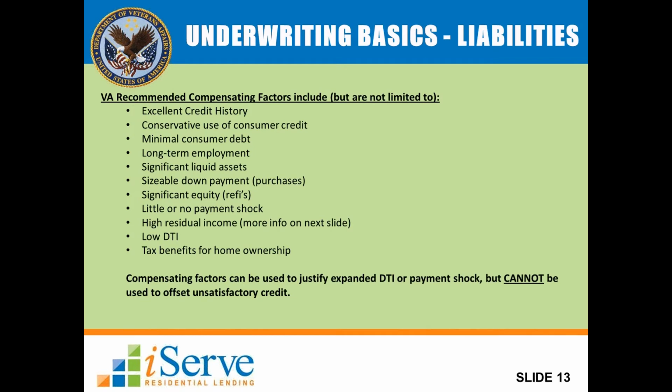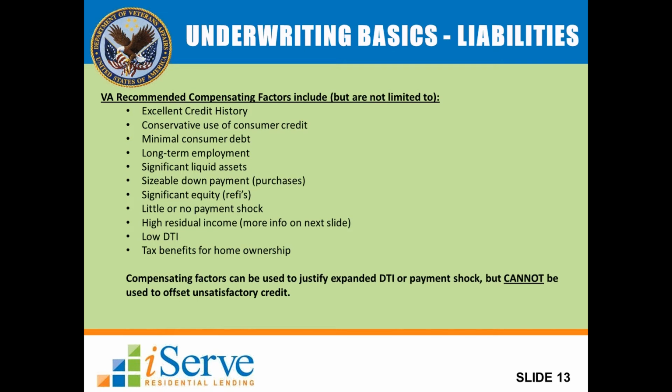Conservative or minimal use of consumer debt, long-term employment, assets, if they're putting more down or they have equity on a refi, little or no payment shock, again, is a big one. We're going to talk about residual income on the next slide, but that's the amount that's left over for family support after all their debts are paid. That's a huge compensating factor, and in some cases is necessary. If they have a low DTI, and then the overall tax benefit of home ownership.